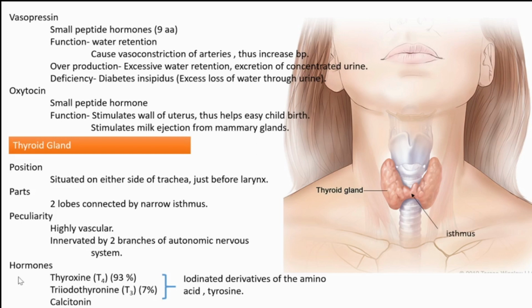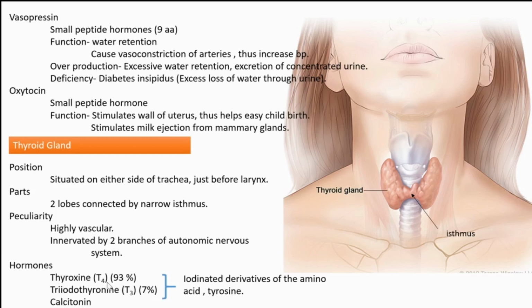Then the next point is about the hormones secreted by this thyroid gland. Which are the hormones secreted by the thyroid gland? Thyroxine. Thyroxine is otherwise written as T4, and 93% of the hormone is thyroxine, and about 7% of the hormone produced from the thyroid gland is triiodothyronine. It is otherwise called T3. And one more hormone is secreted by the thyroid gland, that is calcitonin.